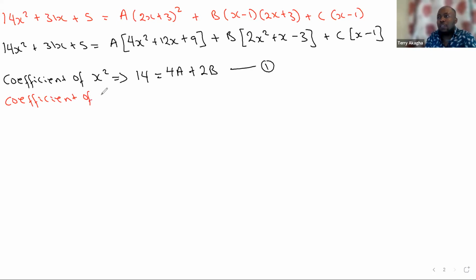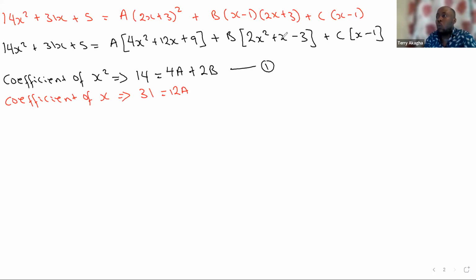Okay, so that is it. You have to look for the coefficient of each of the variables, all right? So this one, the coefficient of x here is 31. Coefficient of x here is 12. 12 times a will give you 12a.